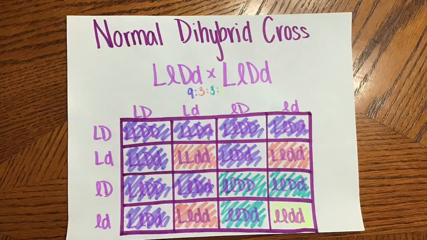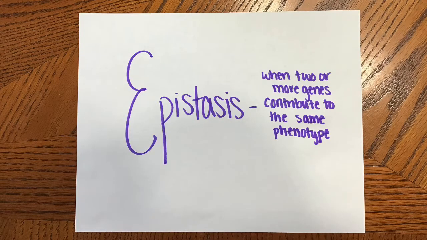This cross gives us a 9:3:3:1 ratio, with 9 individuals having a dominant allele of both genes, 3 individuals being dominant for L and recessive for D, 3 individuals being recessive for L and dominant for D, and 1 individual being homozygous recessive for both traits. However, this is not always the case, and things change in nature.